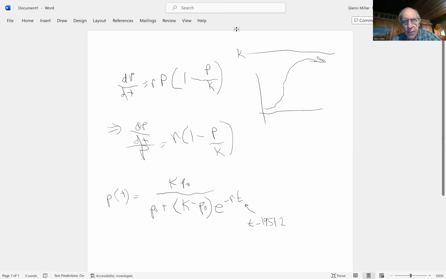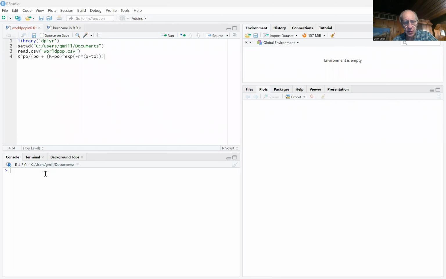All right, so now I'm going to do this in R. Here it goes. So first thing I'm going to do is load the data into a variable and make it a data frame. I made sure my directory was set correctly. Load that in. Okay, so now let's do the derivative.